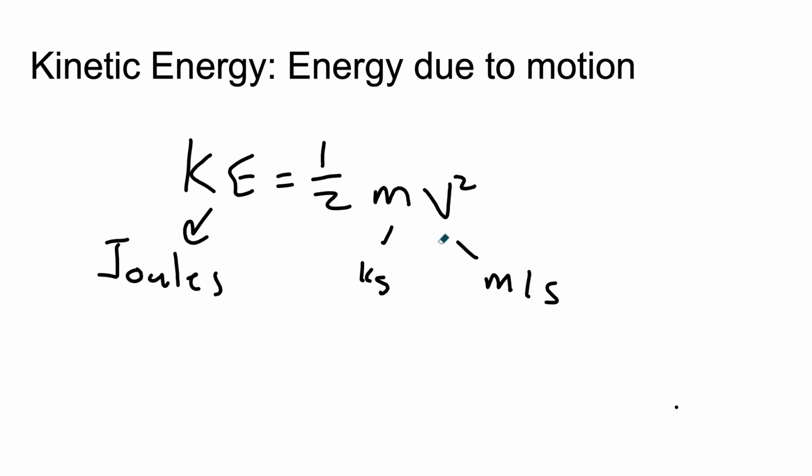Now, if I look at this equation, so if I double the mass, I double the kinetic energy. If I double the velocity, I don't double the kinetic energy, because the velocity is squared. So if I double velocity, if I put a 2 in here instead of a 1, it would be 2 squared, which means kinetic energy goes up by 4. If you triple velocity, kinetic energy goes up by 9.